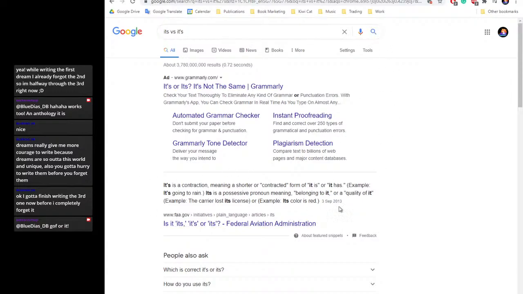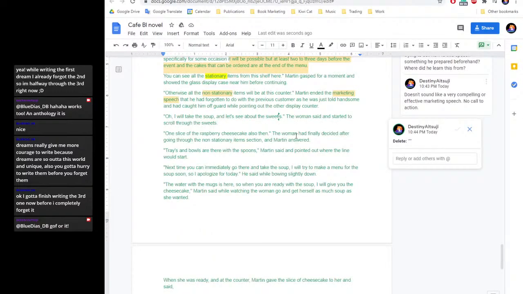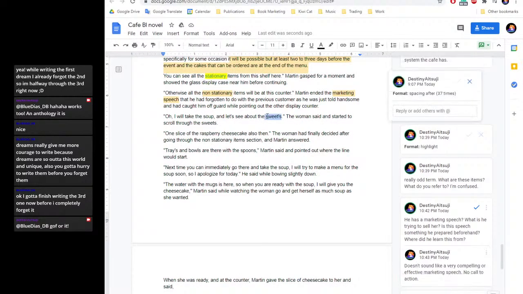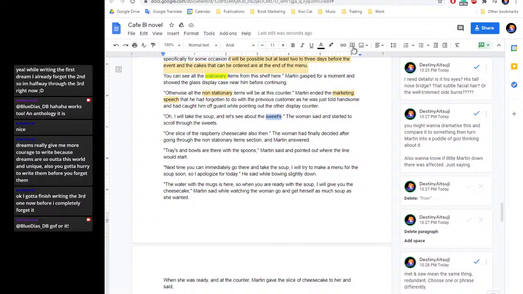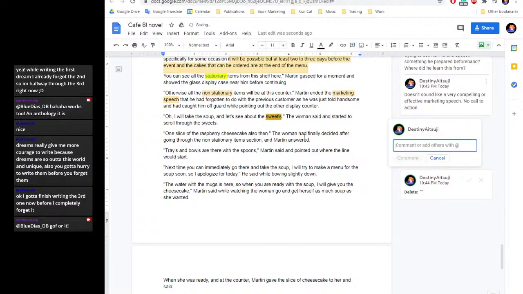So the easiest way: it's is a contraction, with apostrophe s. It's something like isn't, where you get an apostrophe t. That is what it is. But no, you don't put sweets with an apostrophe s and call it plural. No, this is just not right. Can I just highlight this and put a comment here so that the author can check it out?